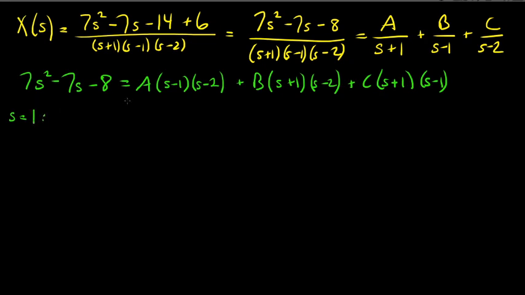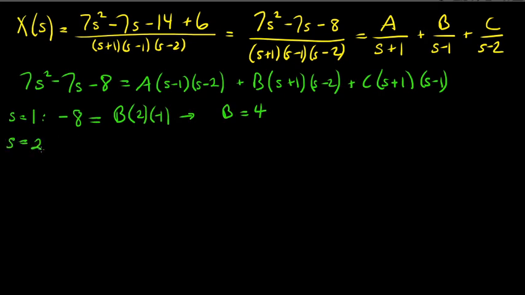So if s is 1, then this is 0 and this is 0, so we solve for b. Okay, we'll solve for b first, I guess. If s is 1, you get 7 minus 8, so negative 8, is going to equal 0 plus b, and then this is b times 2 times negative 1. So I guess that tells me that b is 4 here.